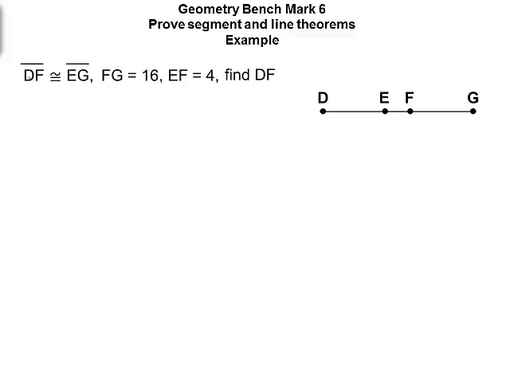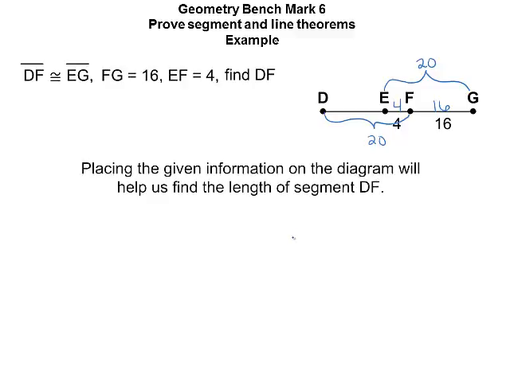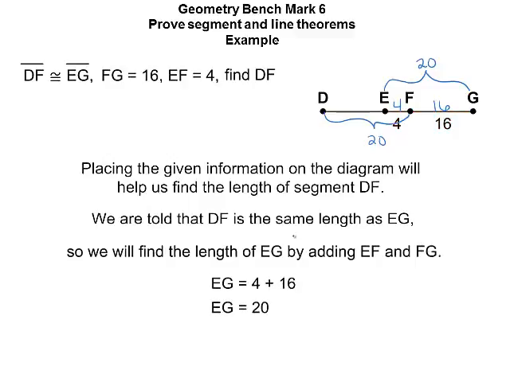Okay. If DF is the same as EG, so DF is the same as EG. Okay, those two are the same. FG is 16. EF is 4. I want to find DF. Well, if these two make up EG, that makes EG 20. And since EG and DF are the same, then DF is also 20. Does that make sense? Yeah.